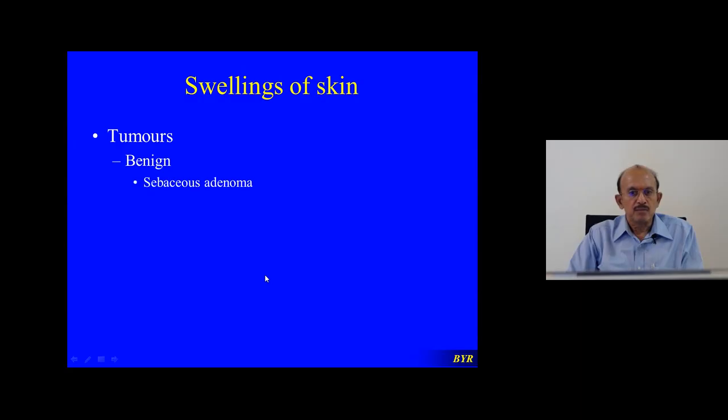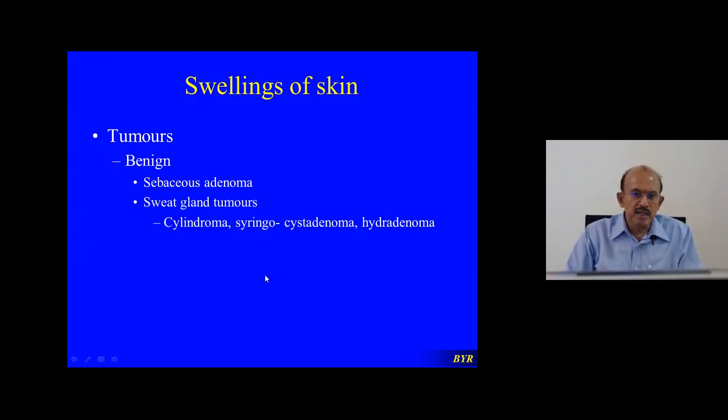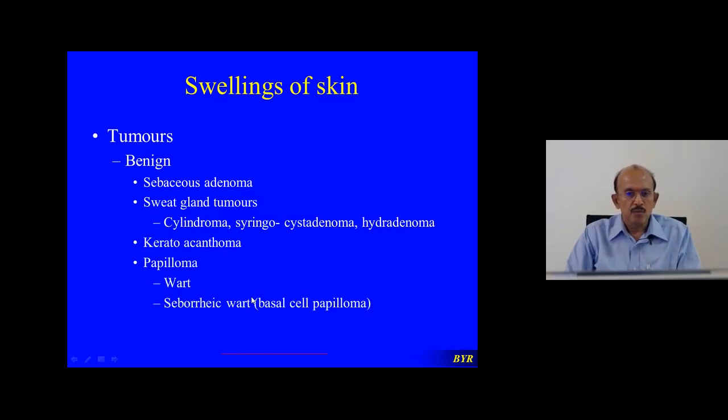Tumors: benign tumors from the sebaceous gland, that is sebaceous adenoma. Benign tumors from the sweat glands: cylindroma, syringocystadenoma, hidradenomas. Then another lesion called keratoacanthoma, from the basal layer of the epidermis. Papilloma: there are two types. One is the squamous papilloma or Wharton. The other is the basal cell papilloma, also called the seborrheic wart.